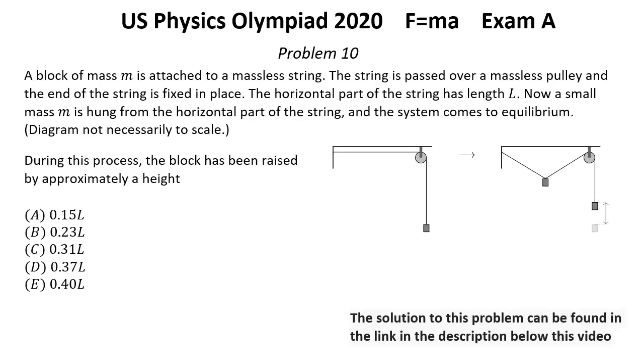This also implies the mass must be placed at the middle of the horizontal section. Hence, the horizontal section of a string, originally of length L, becomes two tilted sections, each with a length L over square root of 3. The change in length is L multiplied by 2 over square root of 3 minus 1, which is approximately 0.15 L, which is equal to the increase in height of the block. That was answer A, and that was the solution for problem number 10.